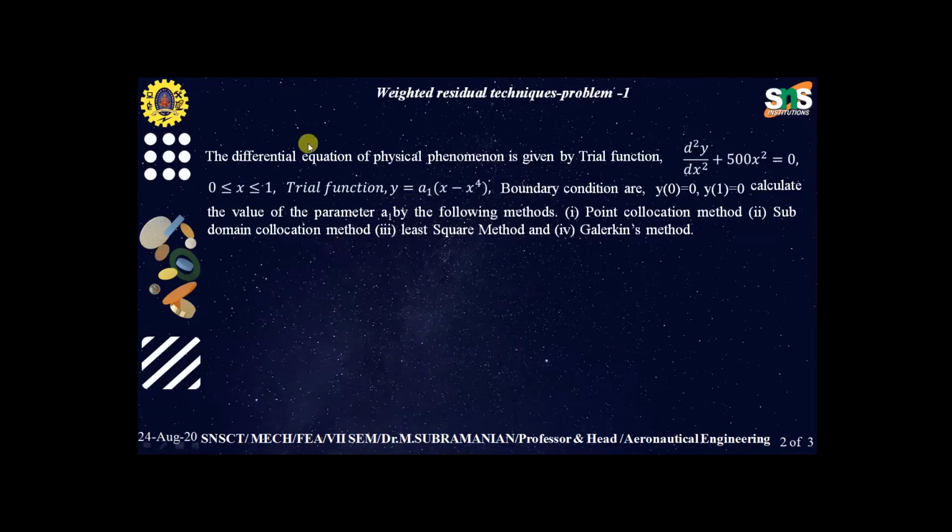The differential equation of the physical phenomenon is given by d²y/dx² + 500x² = 0. The limit value is 0 to 1. The trial function is y = a1(x - x⁴). The boundary condition is given. Calculate the value of parameter a1 by the following methods: point collocation method, subdomain method, least square method, and Galerkin method.